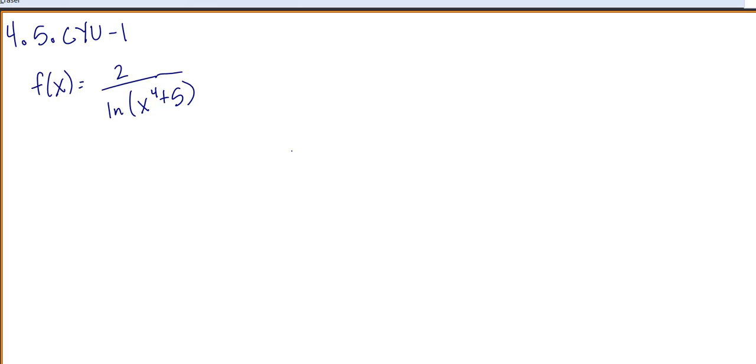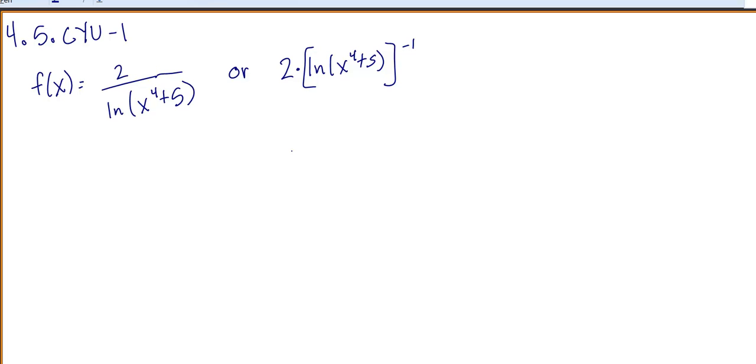I just like to kind of use the chain rule without trying too hard. I just kind of do it instead of writing out the rules. I find that's more complicated. But one of the first things I might do is rewrite this and say that this is 2 times the natural log of x to the 4th plus 5, raised to the negative 1 power. The reason I do this is so I can use the chain rule and not the quotient rule.